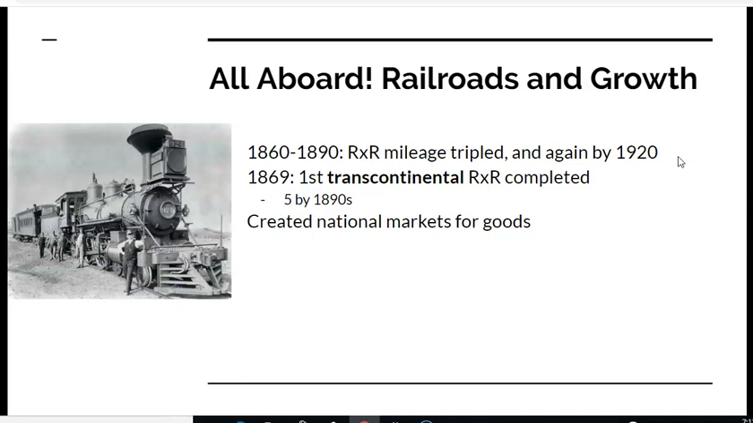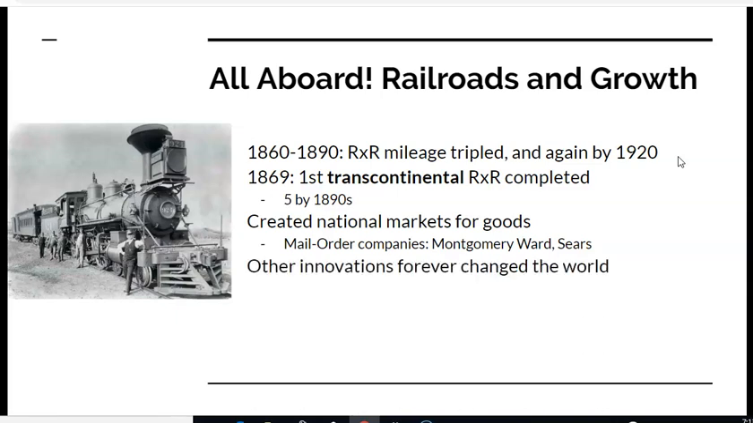The creation of the railroads and these transcontinental railroads created national markets for goods. This meant that farmers and factories could produce goods that they could then ship easily to the other side of the country. You had companies that based their business model on this. Mail order companies like Montgomery Ward and Sears would be located in cities, but then would send catalogs in the mail all over the country, and people living in rural areas could order goods from these companies.